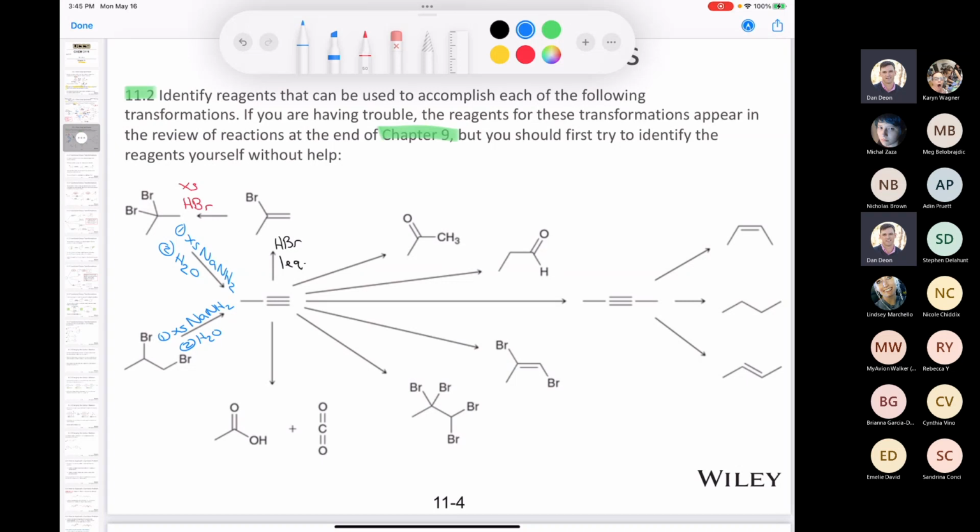Let's see here. Let's try one. I'll ask you guys. This one here, I want to make a methyl ketone. Now this methyl ketone is formed by the Markovnikov addition of water across that triple bond, which gives us an enol. So we end up with this compound here, but that enol undergoes tautomerization to give us the methyl ketone. Could anybody tell me the conditions that I would use to do that Markovnikov addition of water across a triple bond instead of a double bond?